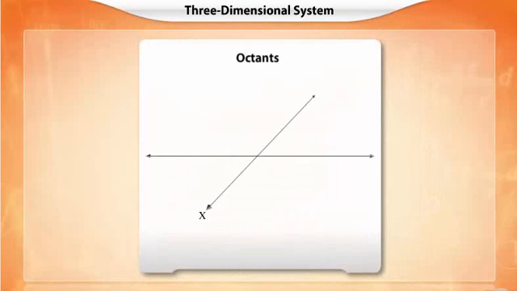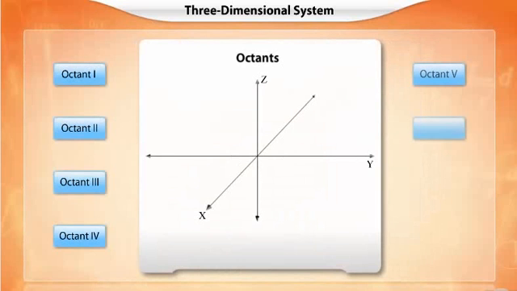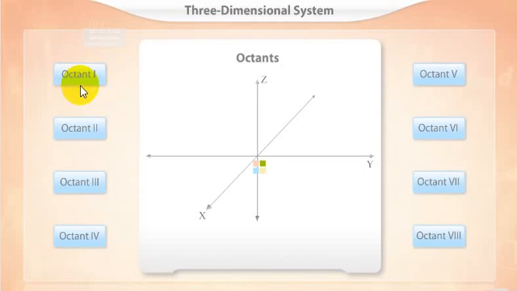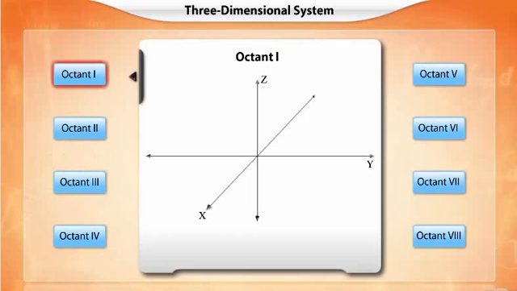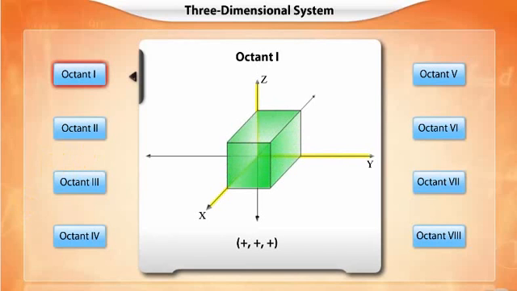The X, Y and Z axes divide the space into 8 octants as shown. Click any octant to learn more about it. Octant 1 is determined by the positive x-axis, positive y-axis and positive z-axis. As a consequence, for any point in this octant, all the 3 coordinates are positive.